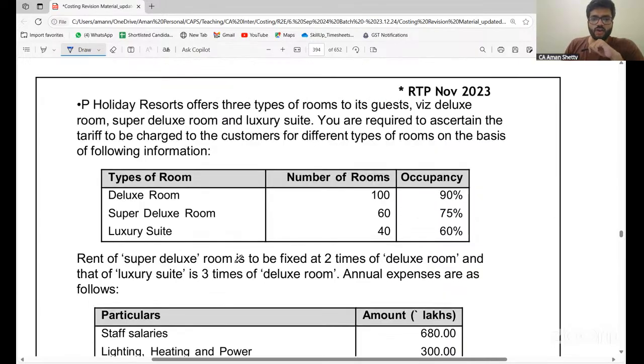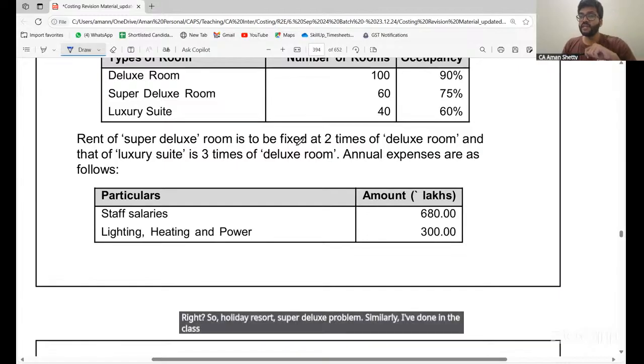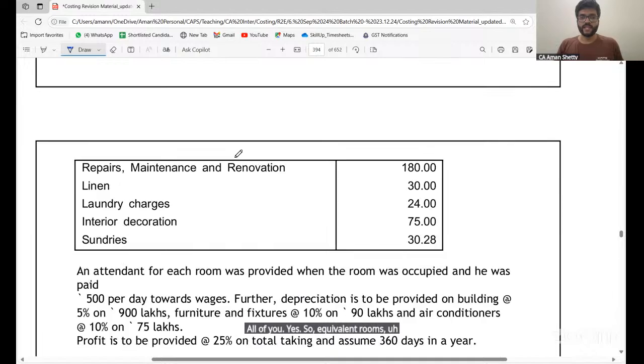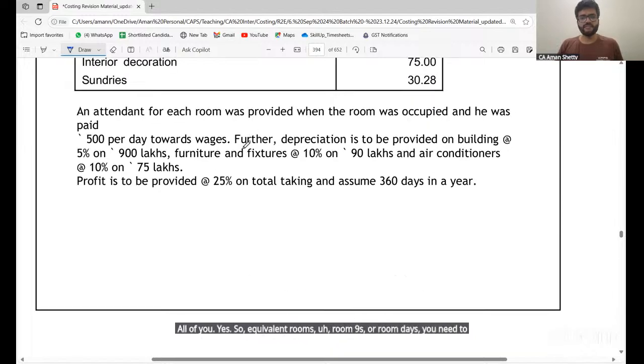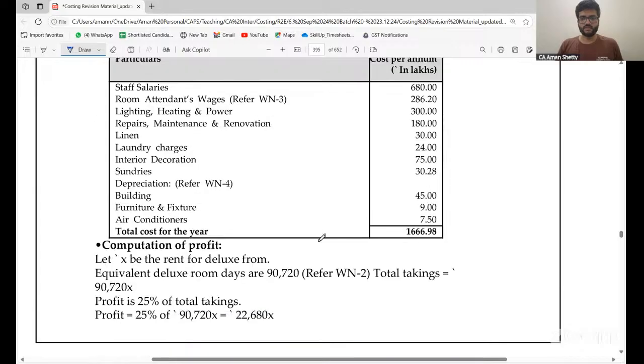Right? So holiday resort, super deluxe problem. Similarly, I've done in the class, if you remember, the equivalent units concept, right? When one is expressed in terms of the other, that's when we use the equivalent units concept. So rent of super deluxe room is to be fixed at 2 times of deluxe. Therefore, if deluxe is X, this will be 2X. So equivalent room nights or room days you need to calculate and then find out what the room tariff will be.